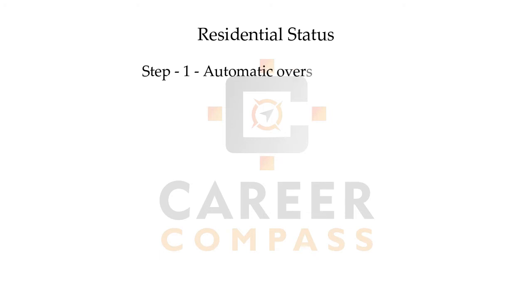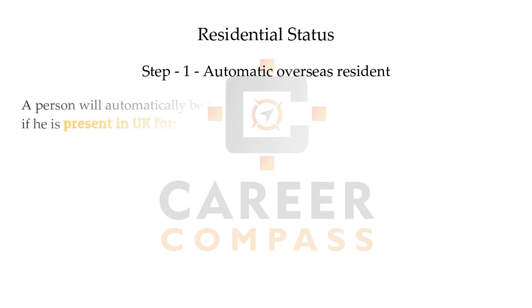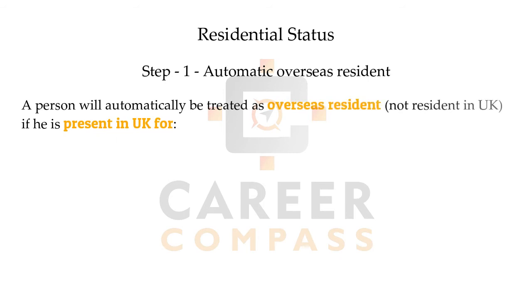Step 1 is the automatic overseas resident. If a person satisfies any of these conditions, then he will be directly considered an overseas resident or non-UK resident. So students, the first condition is that if the person stays a maximum of 15 days in a tax year, then he will become a non-UK resident.